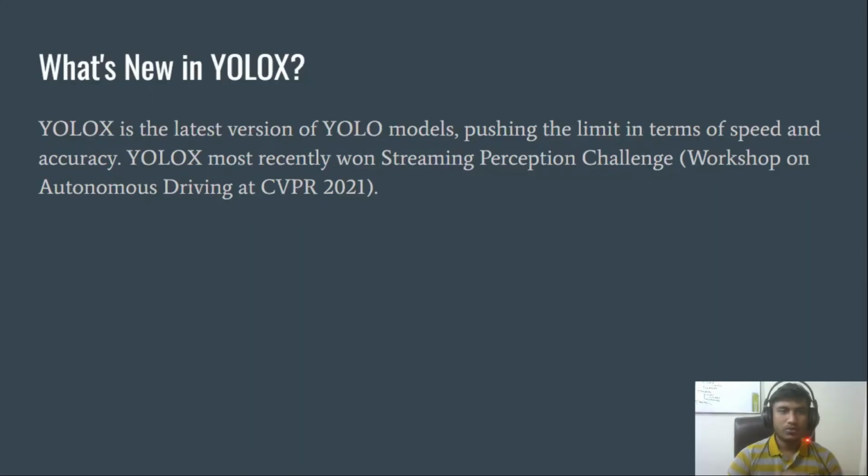So now let's talk about what's new in this YOLOX. If you see, YOLOX is the latest version of YOLO models, pushing the limit in terms of speed and accuracy. Okay, so it is increasing your speed and also increasing your accuracy simultaneously. So it is quite good. And YOLOX most recently on the streaming perception challenge, you can say the workshop on autonomous driving at CVPR 2021. Okay, so it was on this challenge.